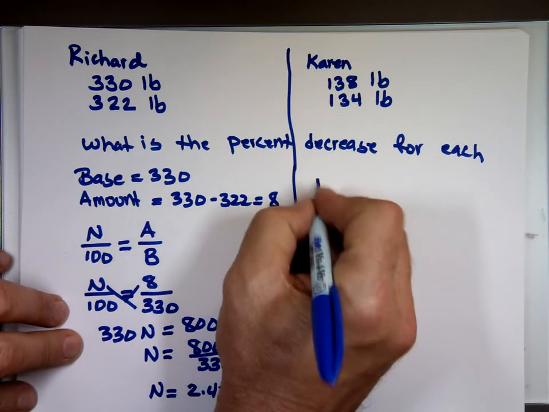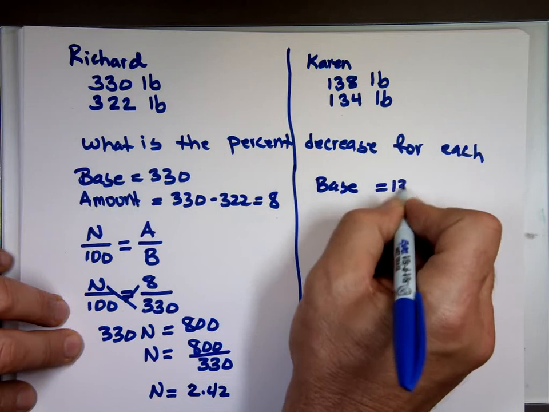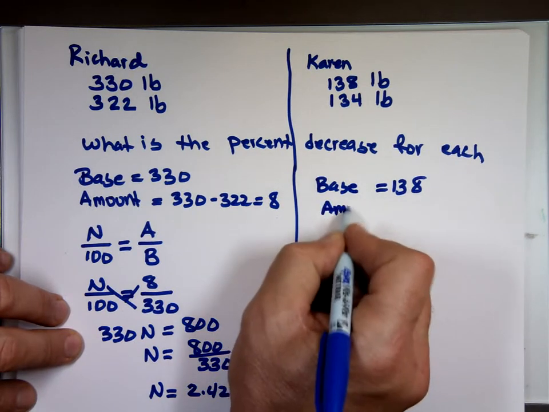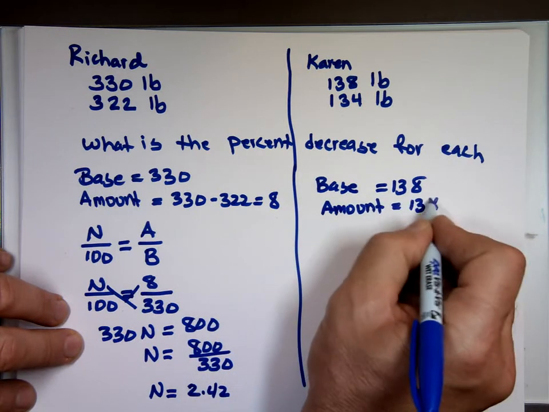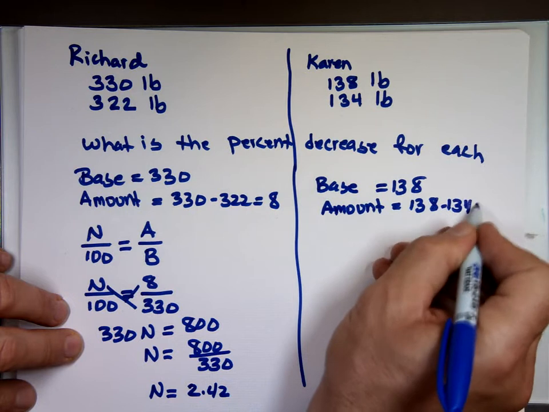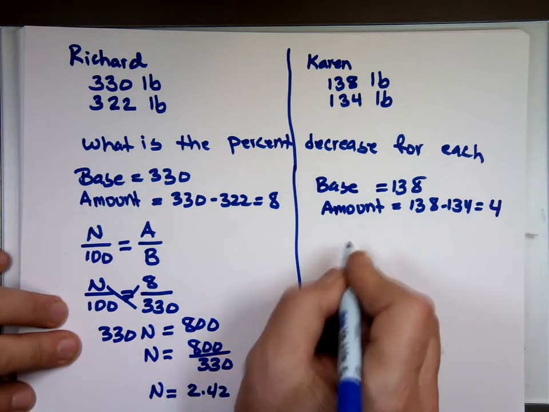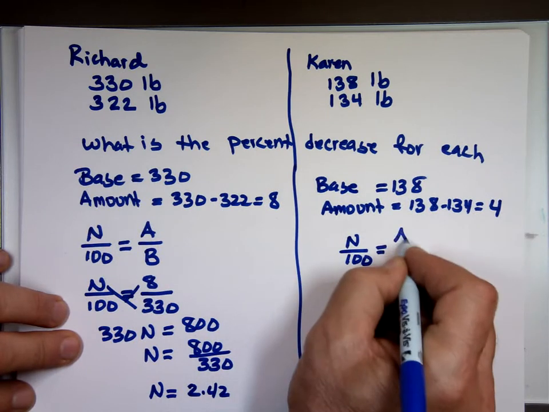What's the base? The base for Karen is 138. The amount is 138 minus 134, which is what? 4 pounds. The percent for Karen, N to 100, is the amount to the base.